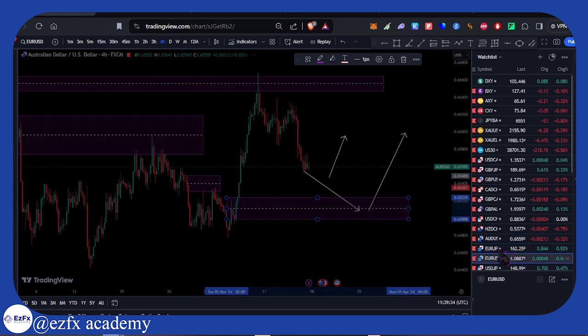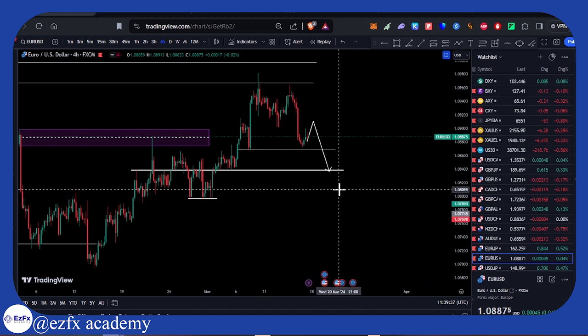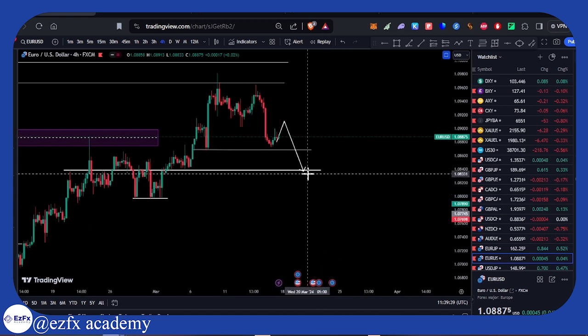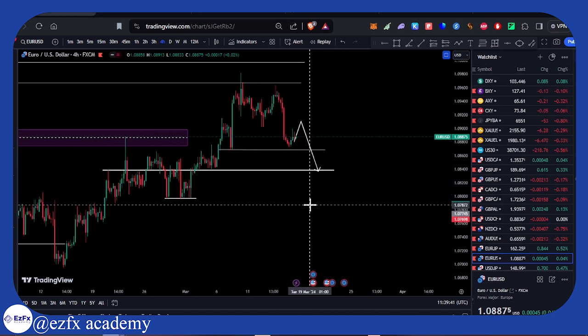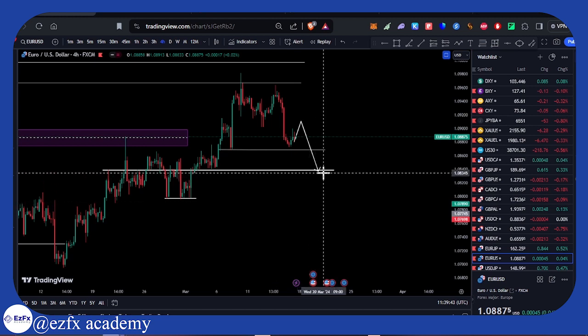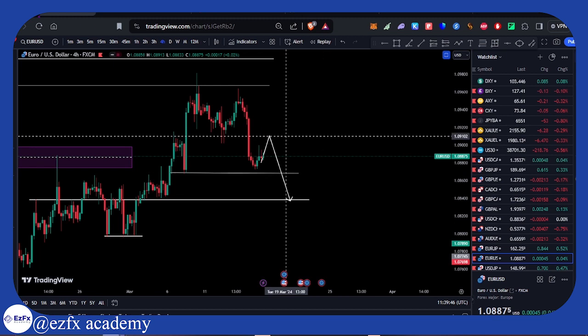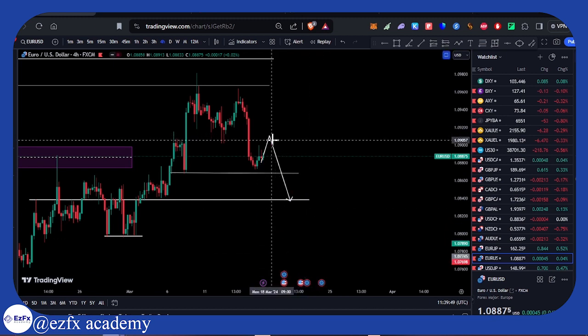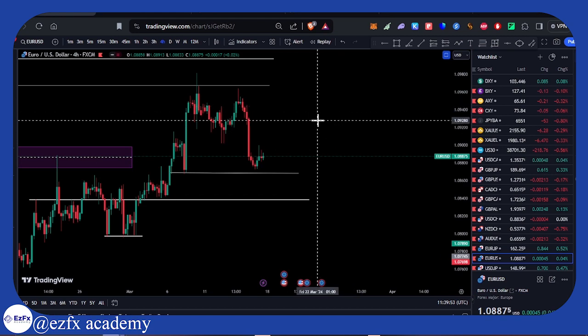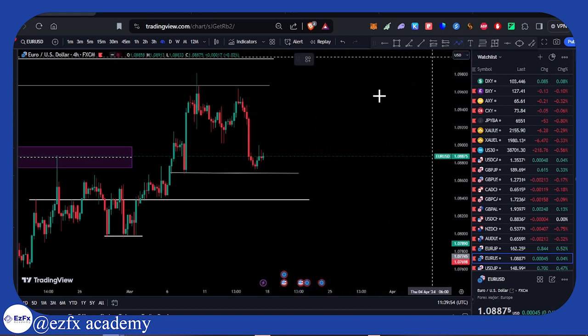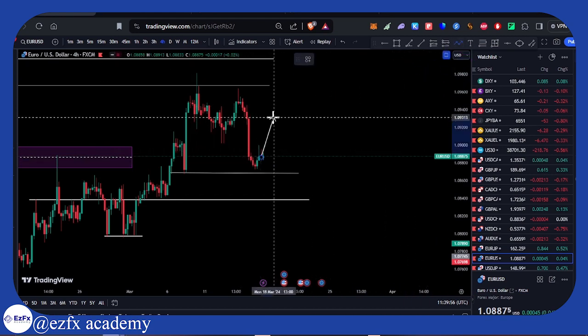All right, next up, let's look at Euro USD. For Euro USD, I'm just going to delete this and explain it for the sake of clarity. I'll be watching out for a buy to sell movement. Let me explain better. So something like this.